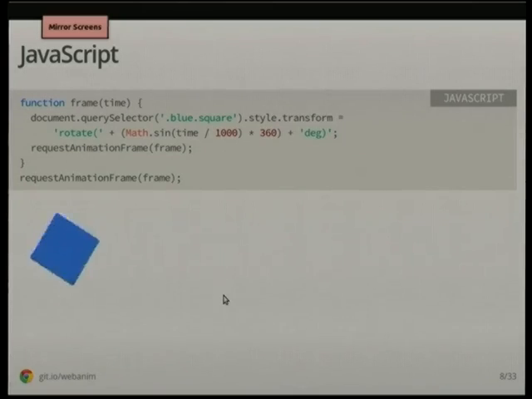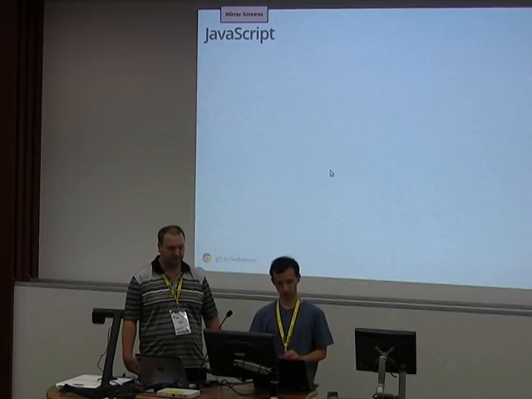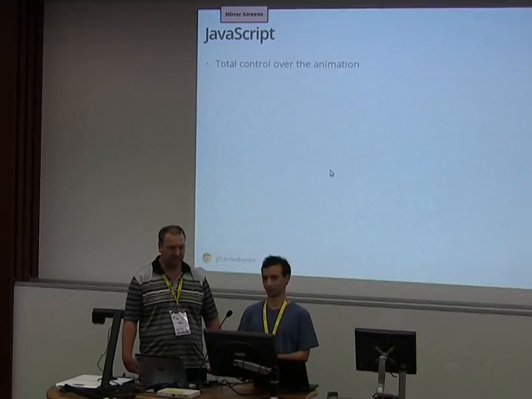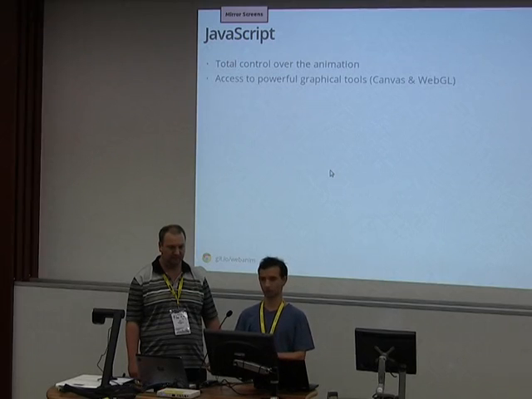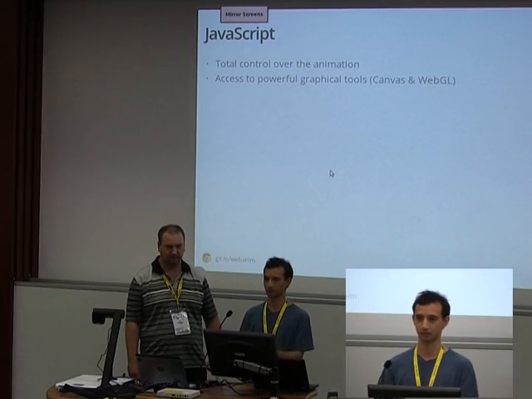So here we're just using a sine function on the time to set the rotate, like the rotate before, on the inline style of that object, the blue square. Because it's JavaScript, because it's programming, you can do whatever you like. And it's got access to much more than what CSS and SVG has. So that's the canvas, that's WebGL, that's whatever else JavaScript can bind itself into.